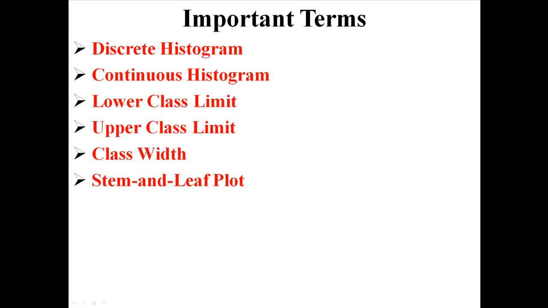So that's it for this chapter. We have discrete and continuous histograms, and in the continuous histograms you're going to have lower class limits, upper class limits, and class widths. And also, if you don't want to do that, there are stem and leaf plots.